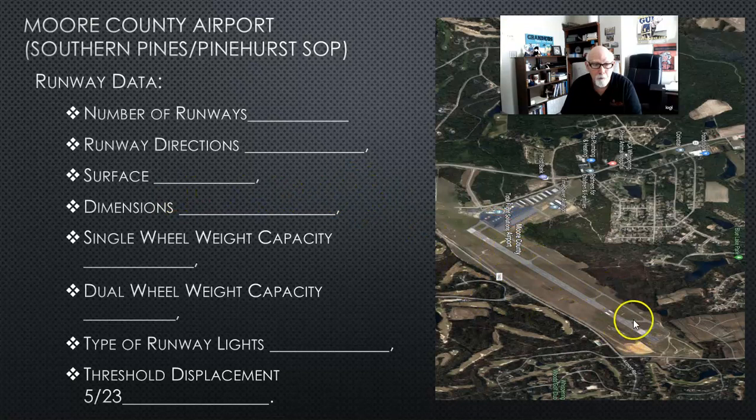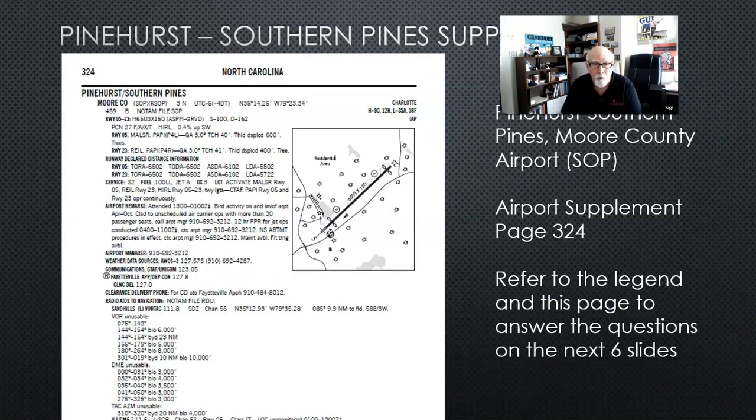What's the surface of the runway? It tells you in the supplement. Dimensions of the runway, you'll have to look that up. Single wheel weight capacity, look that up. Dual wheel weight capacity. And you can find all that information on this page right here. You just have to figure out where it's at and pull it out.